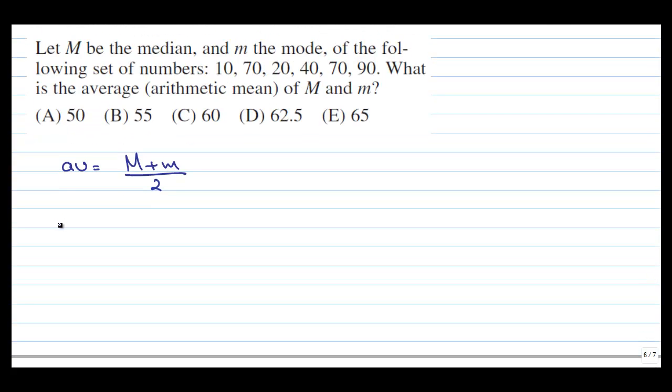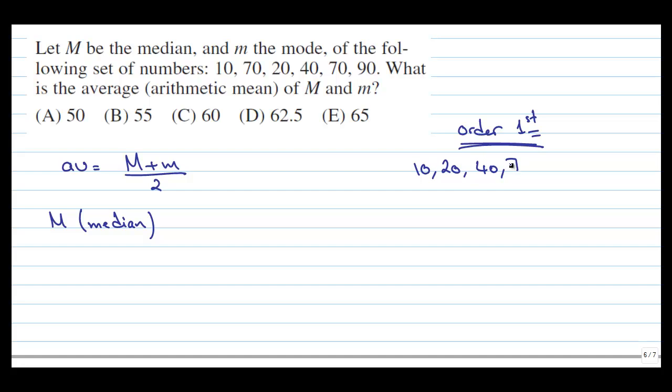So first we calculate the median, M, and remember the median is the middle number. Order them first. Remember, order them first. We're going to start with the least number, which is 10. Then comes 20, then 40, then 70 and another 70, and finally we have 90. That's it. And what's the middle one?